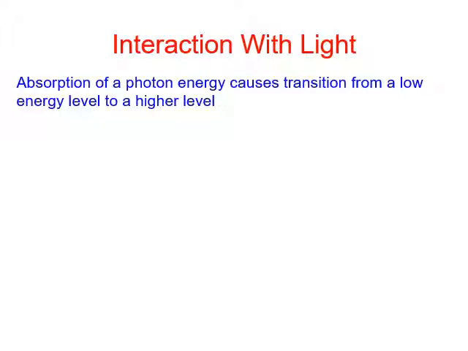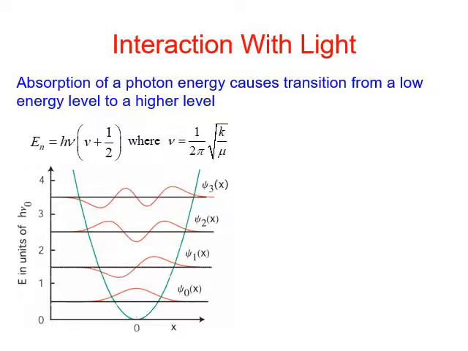Let's look at the diatomic molecule vibrational energy levels and how they interact with light. This shows the first few allowed energy levels. The equation for the energies is Planck constant, nu, times v plus half. Nu is called the natural frequency of the vibrator, and v is the quantum number. So the quantum number here can be 0, 1, 2.